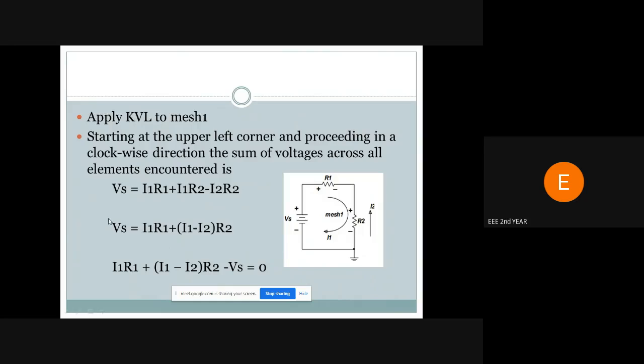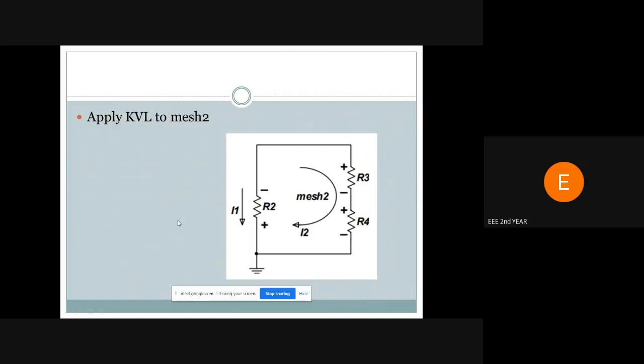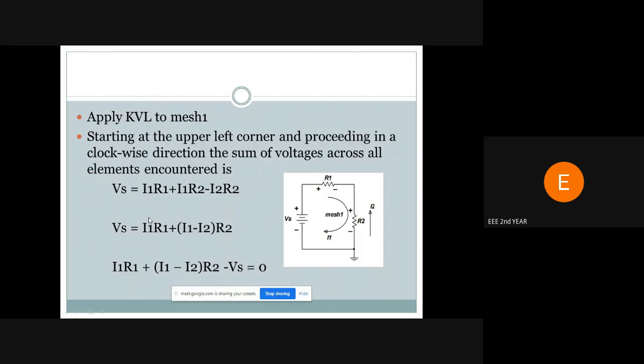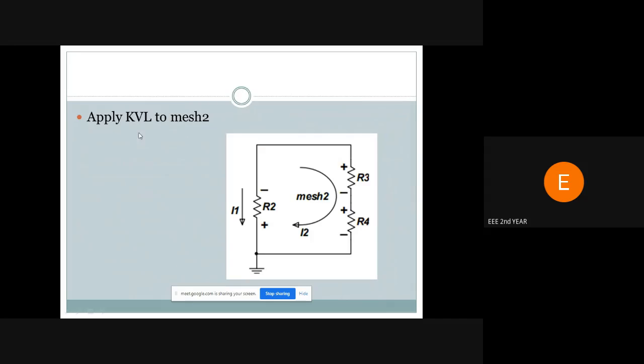Okay, so that is the formation of this equation, where Vs equals I1 R1 plus I1 minus I2 into R2. Then I1 R1 plus I1 minus I2 into R2 minus Vs is equal to 0. So rearranging this equation and equating it to 0, that is I1 R1 plus I1 minus I2 into R2 minus Vs equals 0. Then apply KVL to mesh 2, with the same procedure.